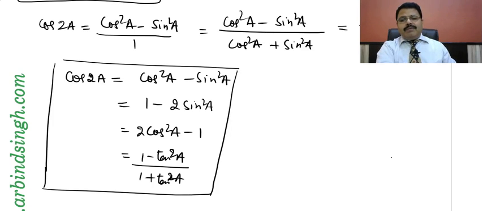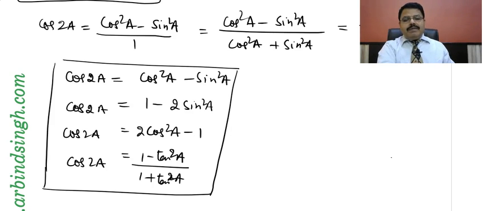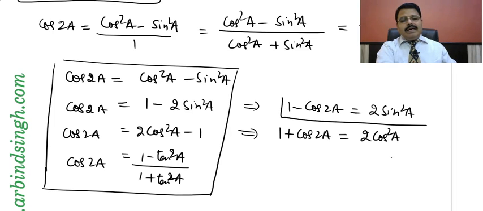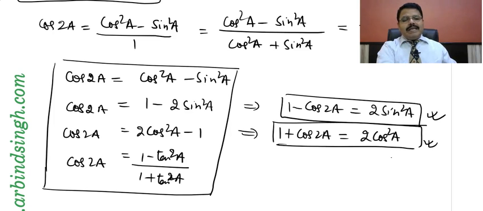Now, moreover, some more applications will be there, and if you can remember this directly, that will be more useful. See, if this minus 1 comes this side, it will be 1 plus cos 2a, which is nothing else but 2 cos square a. Similarly, if 2 sin square a comes this side and cos 2a goes this side, then 1 minus cos 2a will be 2 sin square a. So you may remember this one. This will also be very useful. Whenever there is a minus sign, that will convert in form of sine. 1 minus cos 2a is 2 sin square a, and 1 plus cos 2a is 2 cos square a.